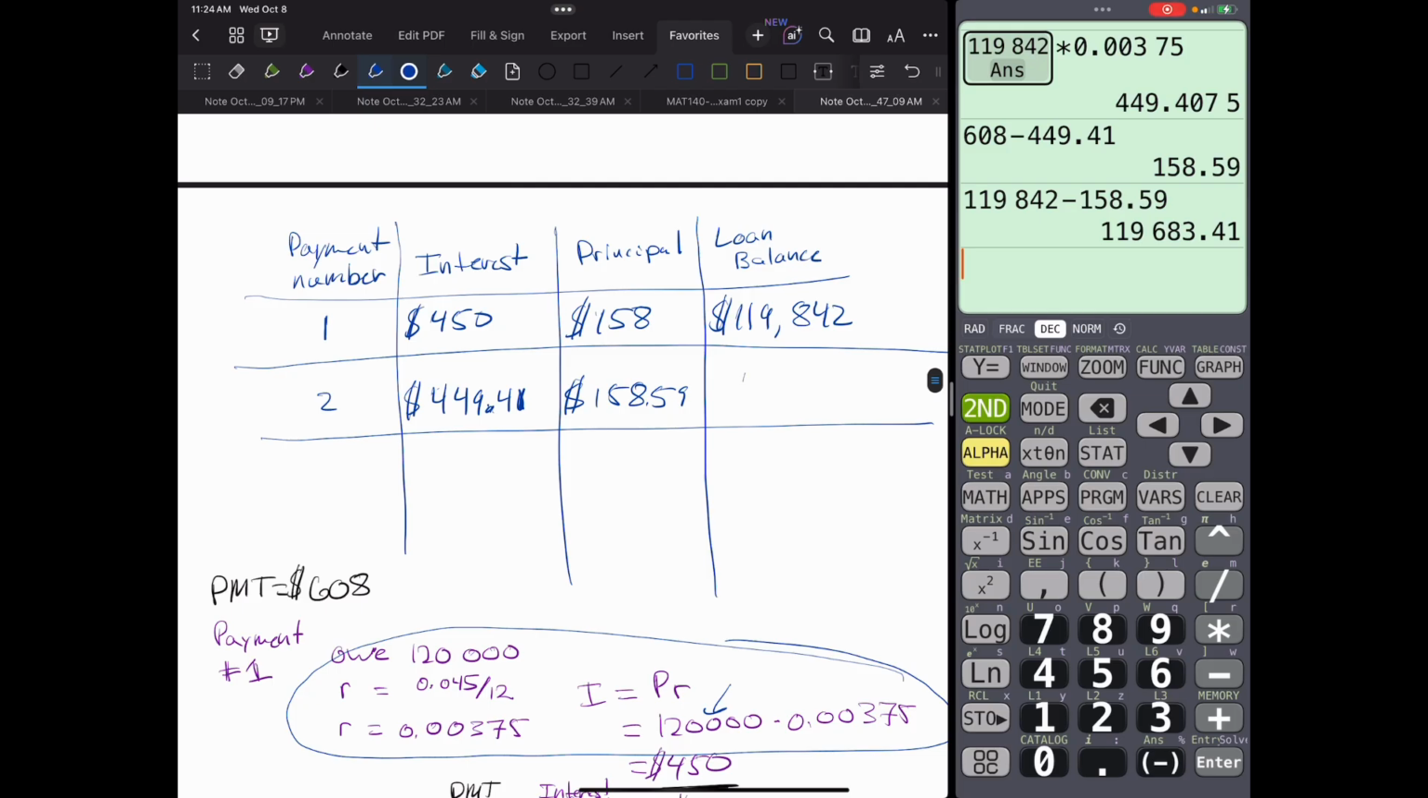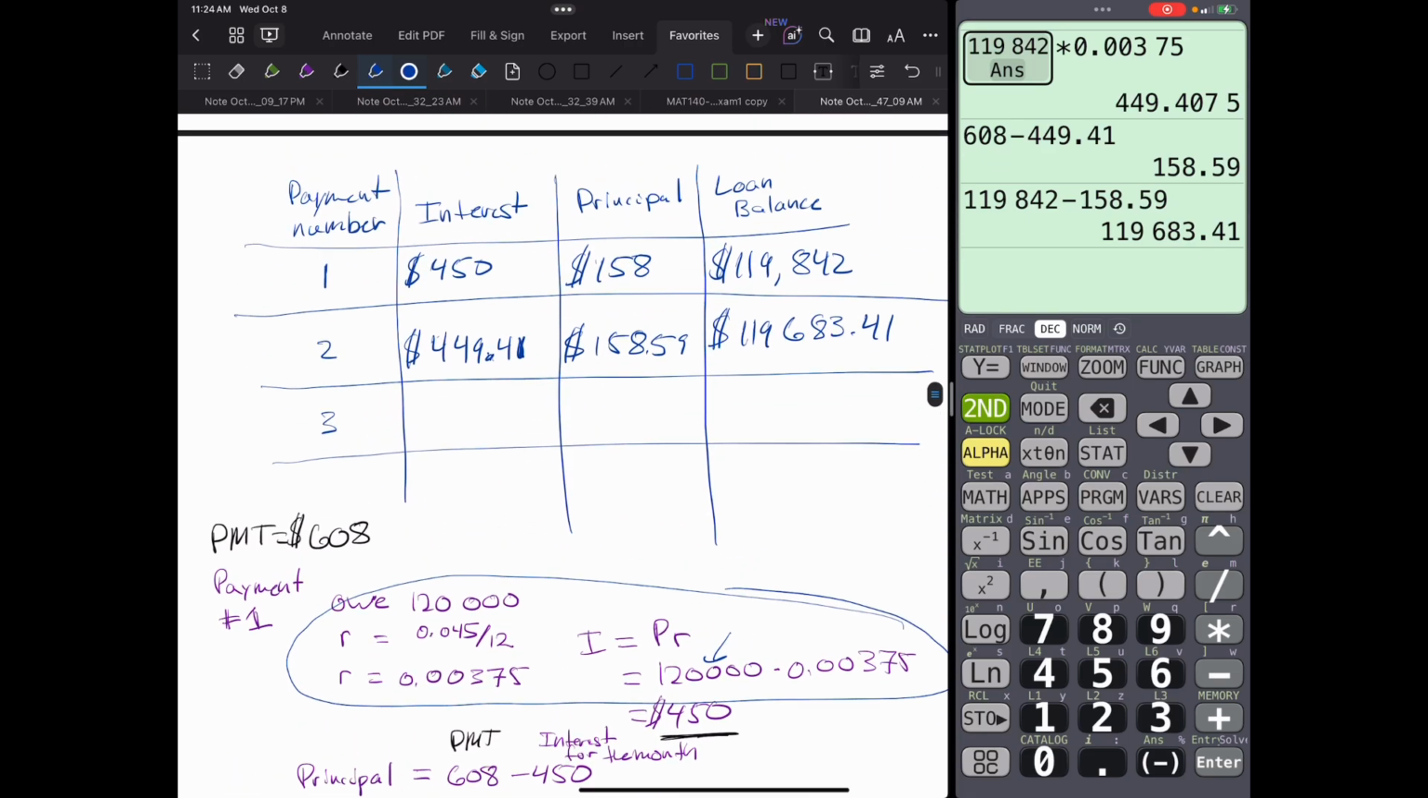So I have 119,683.41. And you can kind of see the pattern. After having done it this one time to get this second row, you can kind of see the pattern. We'll go ahead and quickly fill in the third row just because that's what it asks, and it's probably good practice and good to see where this is coming from.